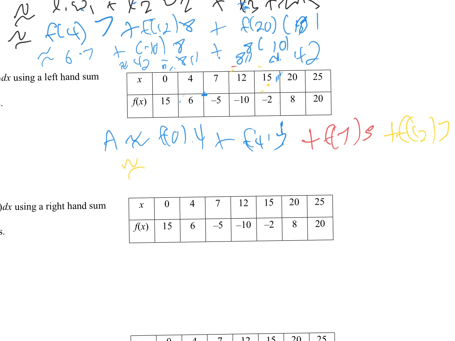F of 0 is 15. 15 times 4. F of 4 is 6. 6 times 3.